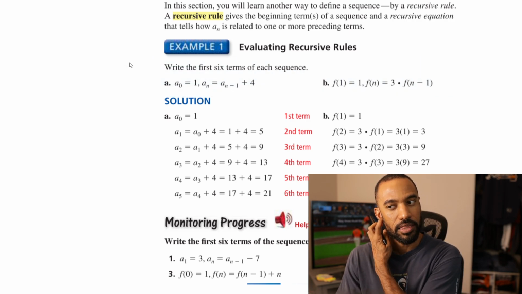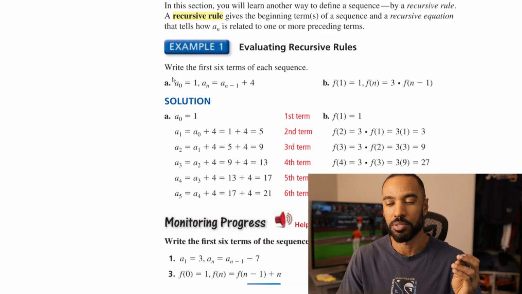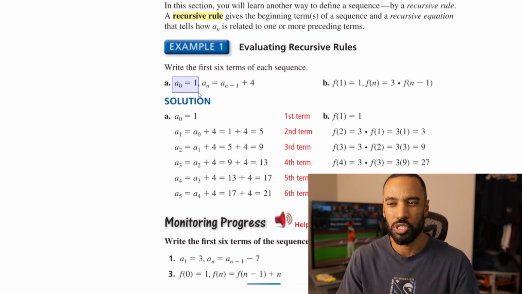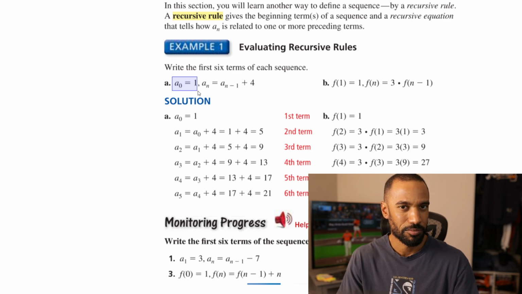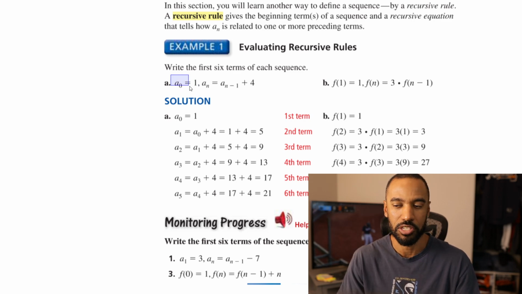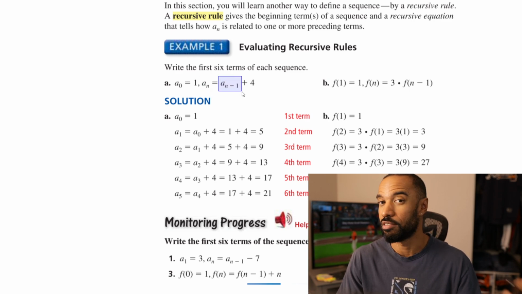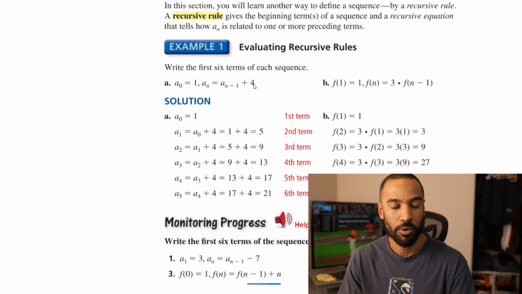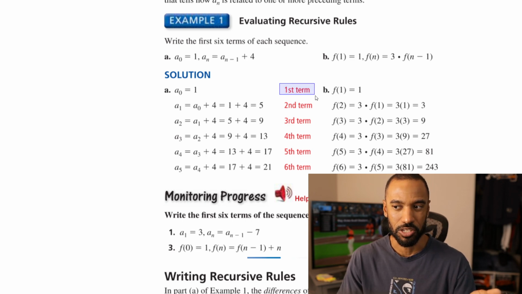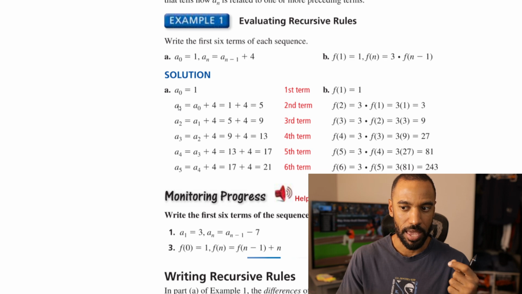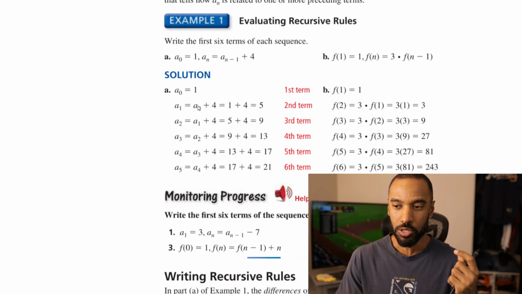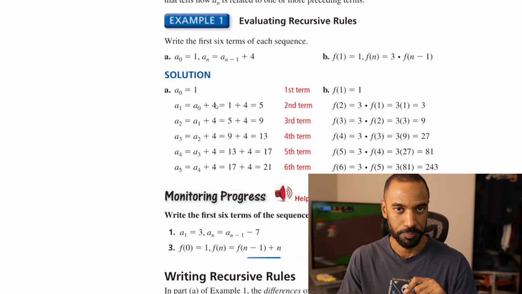Example 1, write the first 6 terms of each sequence. Now this one shows you that the 0th term is 1, which normally we say the first term, but oh well, a sub 0 is 1, and to find the value of any nth term, take a sub n minus 1, the value of the term before it, and add 4 to it. So if your 0th term is 1, I guess they're calling this your first term still. If your 0th term is 1, your a sub 1, first term, you take the 0th term and add 4 to it.